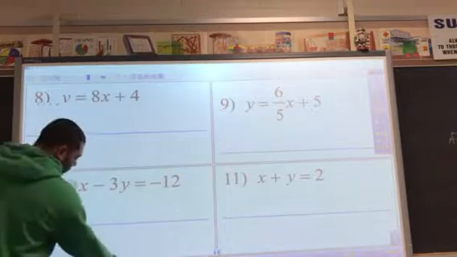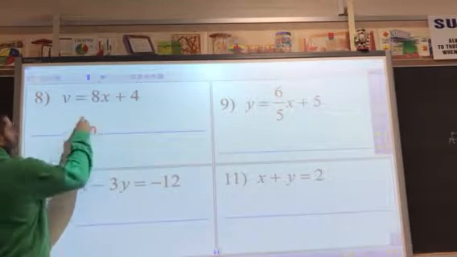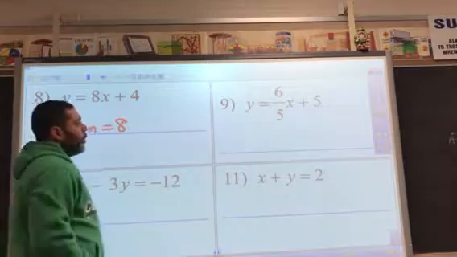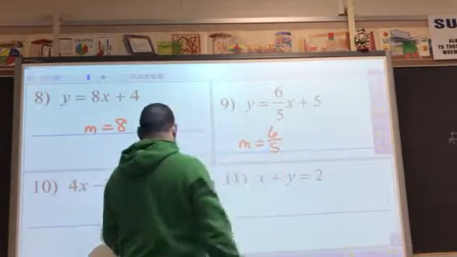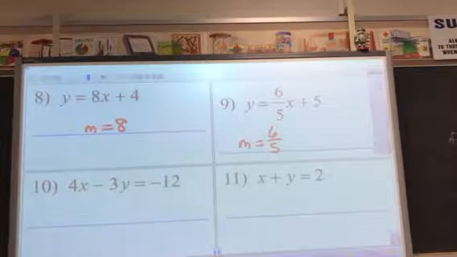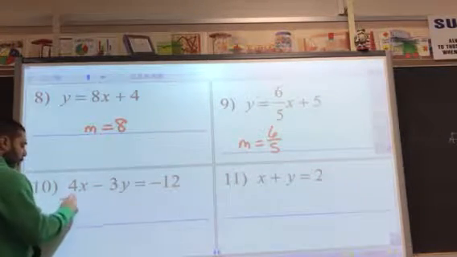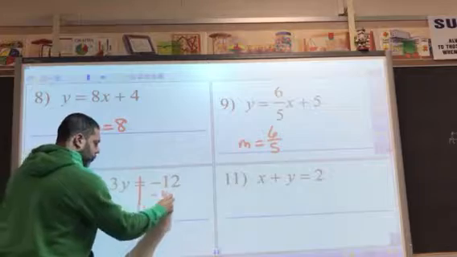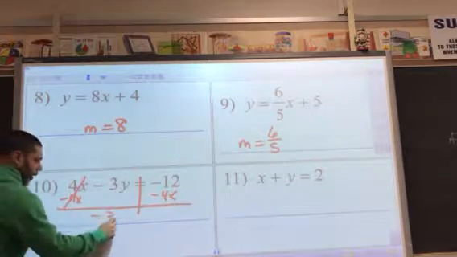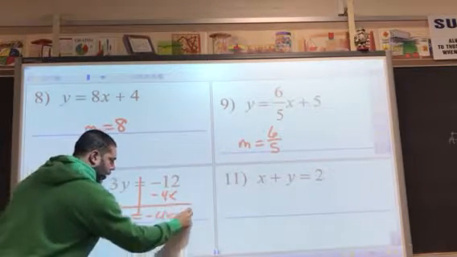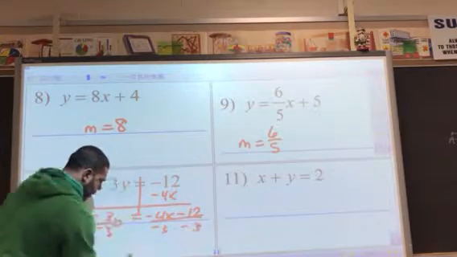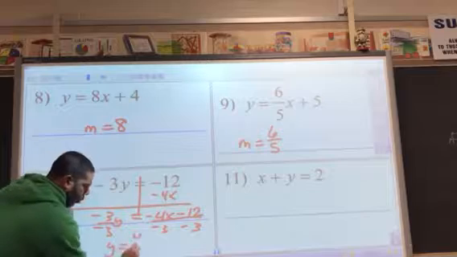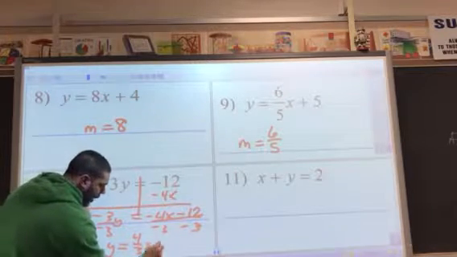Okay, for number 8, my slope is 8. Number 9, already in slope-intercept form, my slope is 6/5. For number 10, you would need to solve it first. Get -3y equals -4x minus 12. Divide everything by -3. And my slope-intercept form should be 4/3 x plus 4.